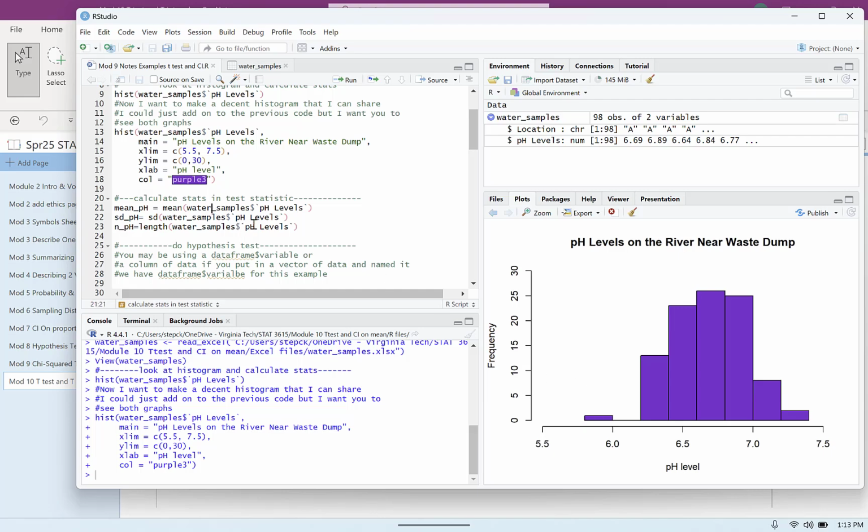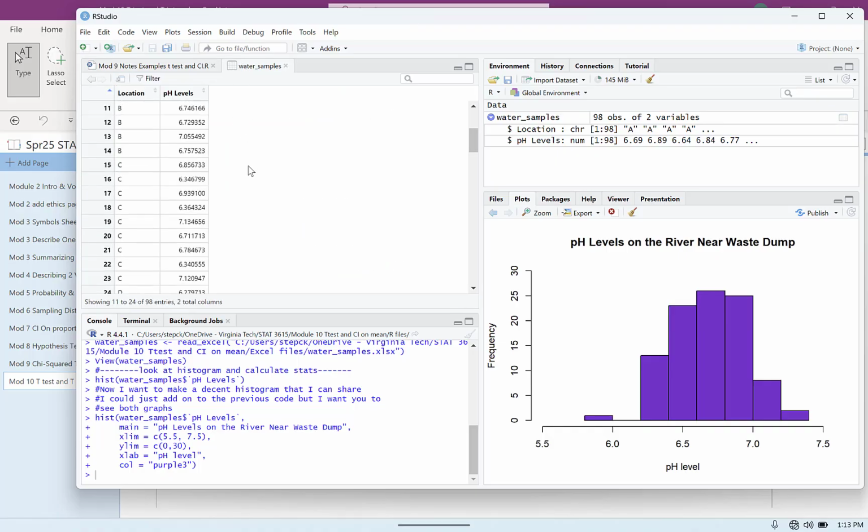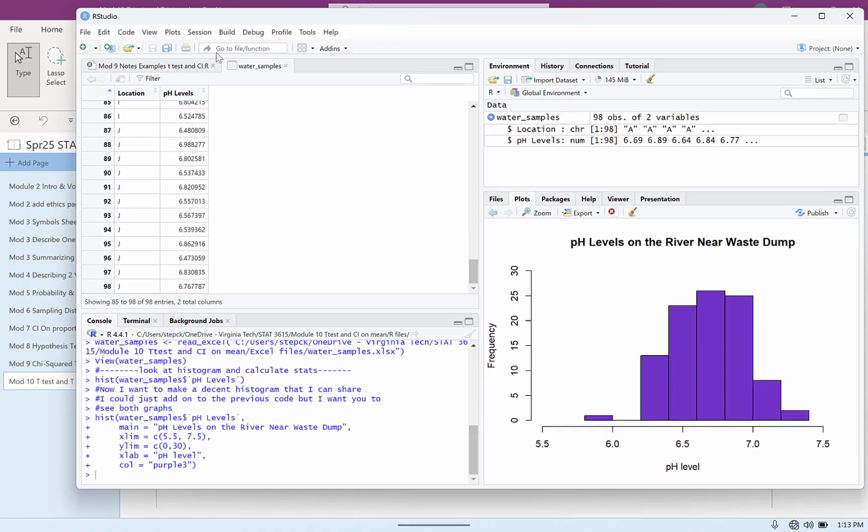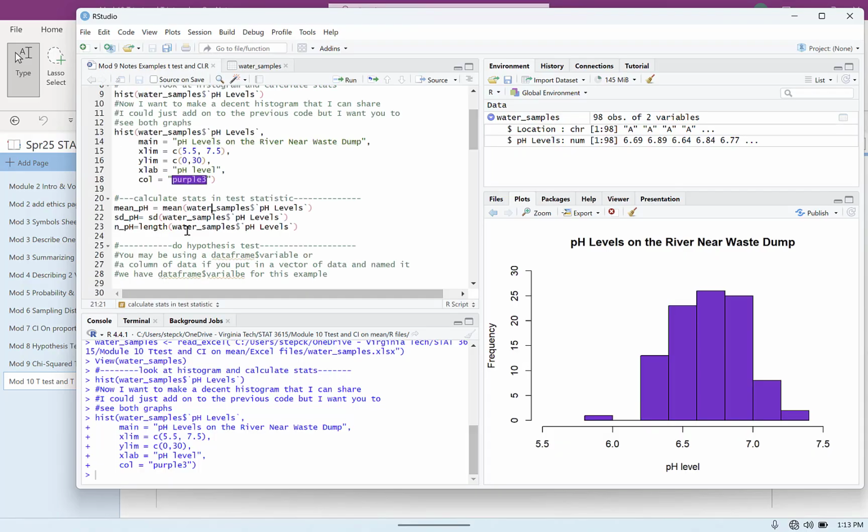Now I want to calculate the statistics I need for my test statistic, which are the sample mean, the sample standard deviation, and the sample size. And I've done that using the mean function and the standard deviation function. And to count the number of data I have, I can either go and look at my data and just scroll down, there are 98, or I can use this function length. The length function gives me my sample size.